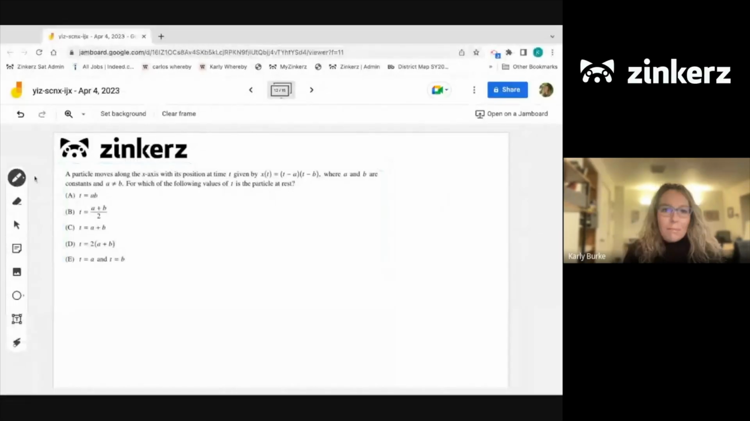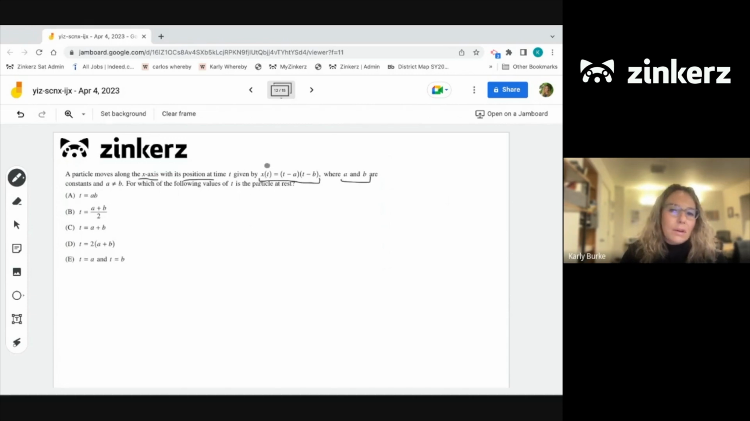We have a particle and it's moving along the x-axis, and the position is given by x of t equals (t minus a) times (t minus b). And a and b are constants, and a is not equal to b. That's really important so that we know that they're not equal to each other. For which of the values of t is the particle at rest?